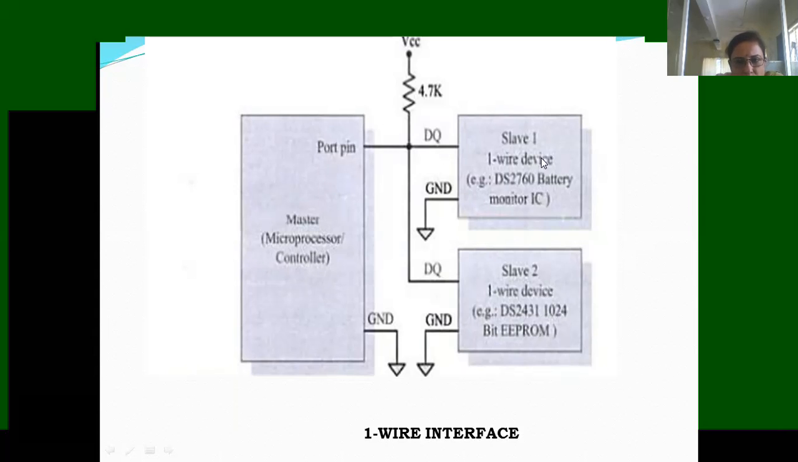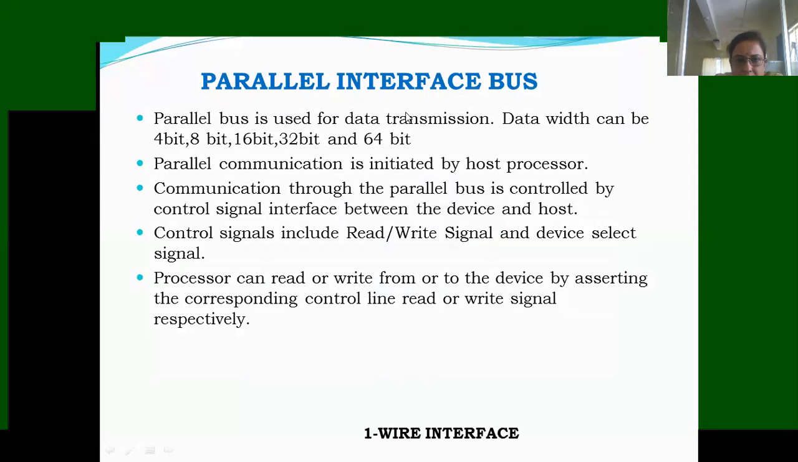Suppose it wants to read the data from slave 1, then the data transfer will happen through this DQ line only. So there is only one single interface bus on this interface, that is the one wire interface, right? So next we will see the parallel interface bus, right?